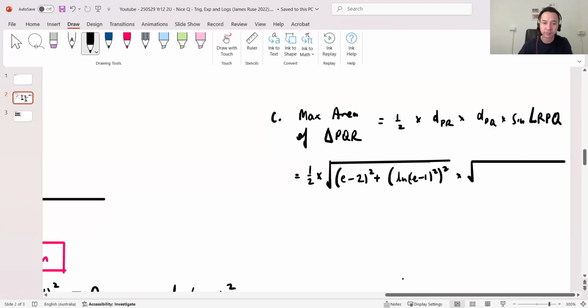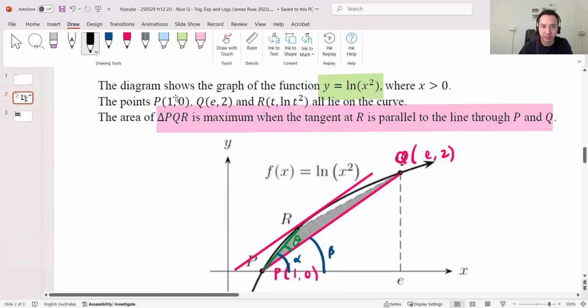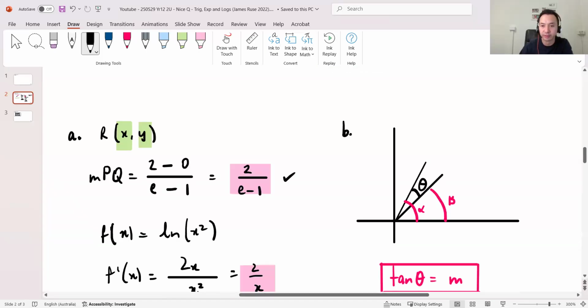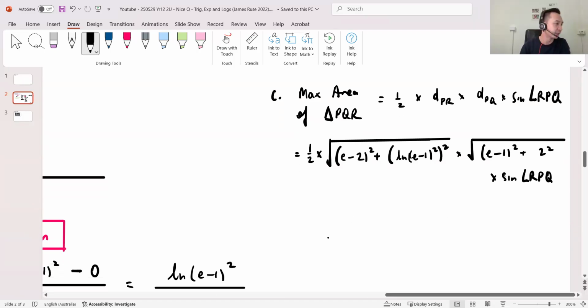Now PQ, what are the P and Q coordinates? PQ, so e minus 1, and 2 minus 0 is 2, squared, and then multiply that by sine of 7 degrees, whatever, but I'll put in the exact value, which we know is 7 degrees. So you just punch it in the calculator. Let me just check the working. I think that's perfect. If you punch it in the calculator, I believe you should get 0.21 units squared.